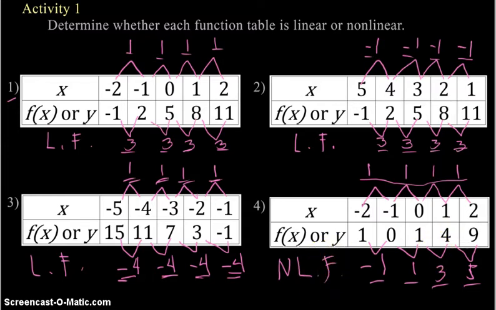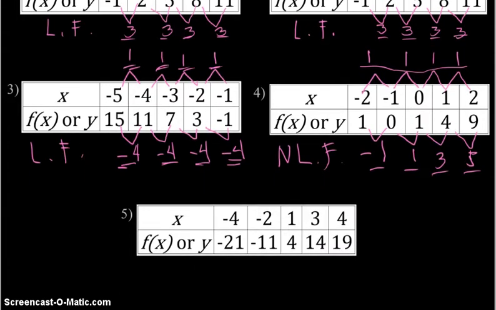Okay? Last, number 5. So, subtract natin yung negative 2, negative 4. So, negative 2 minus negative 4, positive 2. 1 minus negative 2 is positive 3. 3 minus 1 is positive 2. And 4 minus 3 is 1.